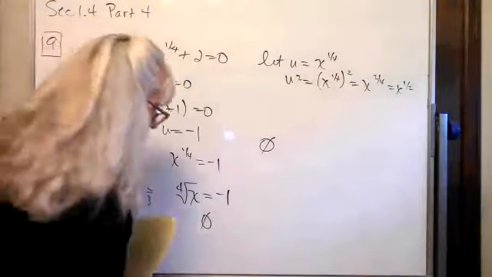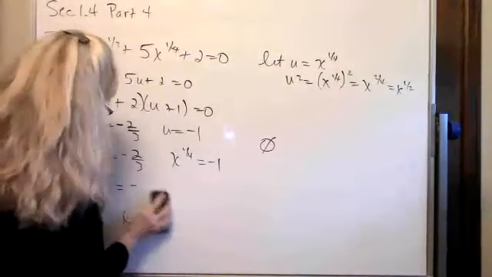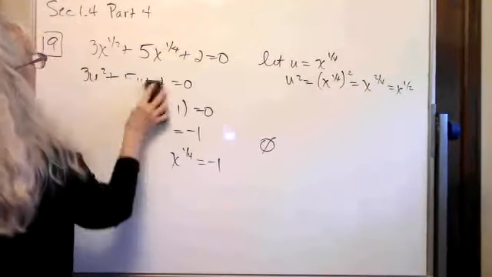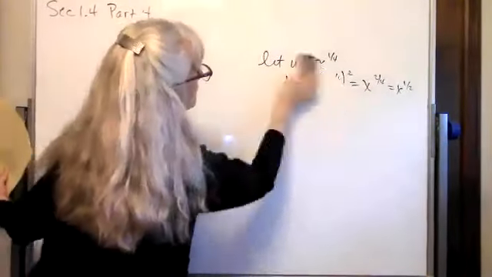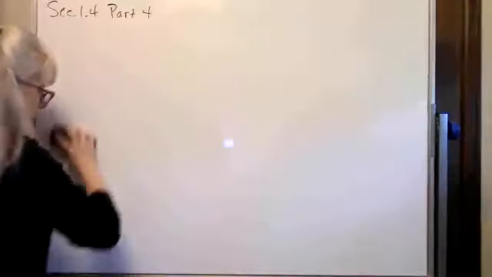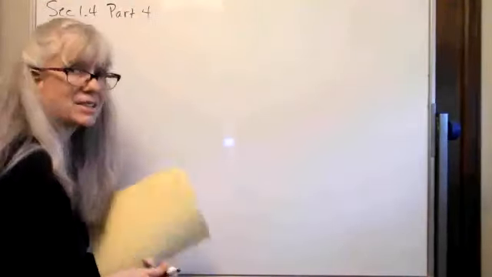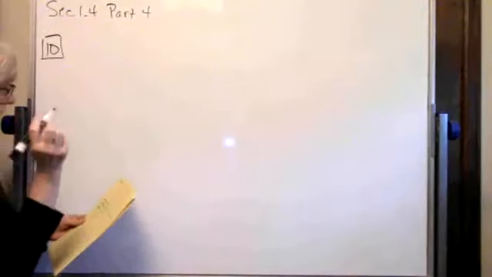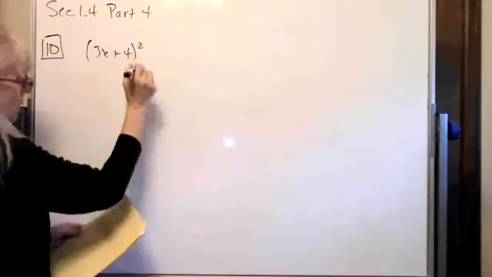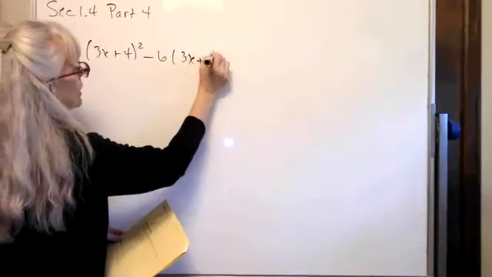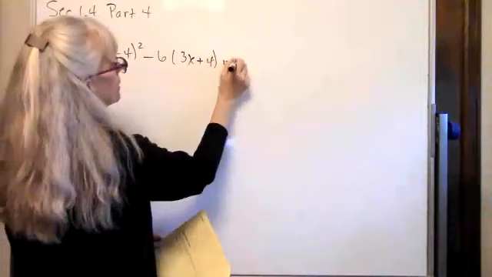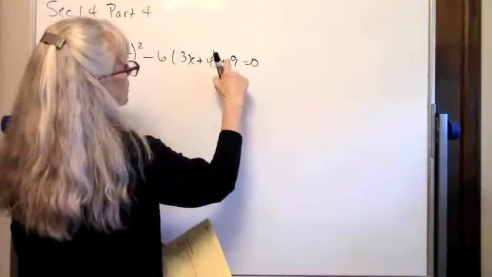Okay, we have one more that involves substitution. So let's walk through it fairly quickly. This is example 10. You'll notice that this section has a lot of different kinds in it. So this one says we have the quantity 3x plus 4 squared minus 6 times the quantity 3x plus 4 plus 9 is equal to 0.